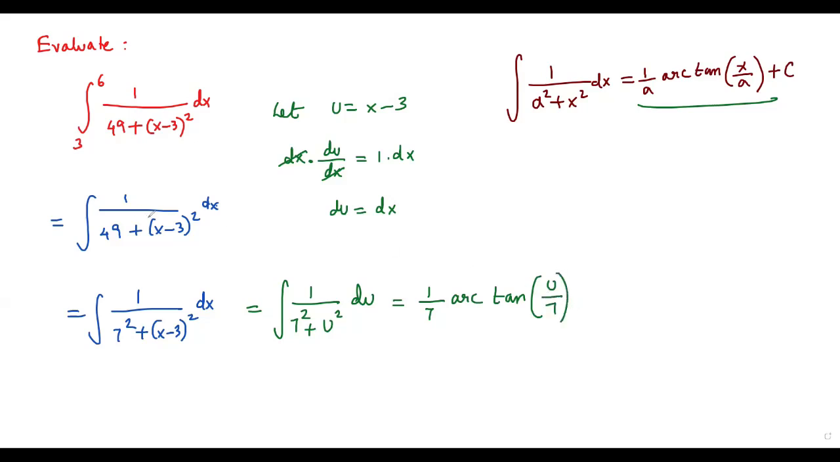Now I got the result of the indefinite integral, but we got the result in terms of the new variable u. So it has to be replaced by the original stuff, that is, x minus 3. Let me do it. 1 over 7 times arc tangent of (x minus 3) over 7. Now I got the result of this indefinite integral in the original variable x. Now let me erase the other stuff and continue the problem.